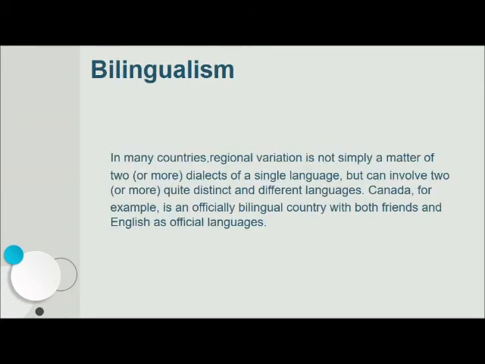Bilingualism. In many countries, regional variation is not simply a matter of two or more dialects of a single language, but can involve two or more quite distinct and different languages. Canada, for example, is an officially bilingual country with both French and English as official languages.